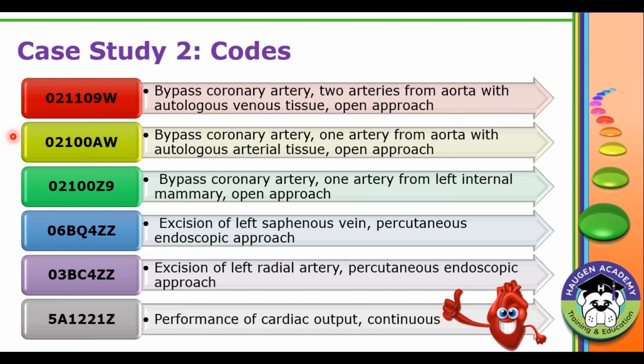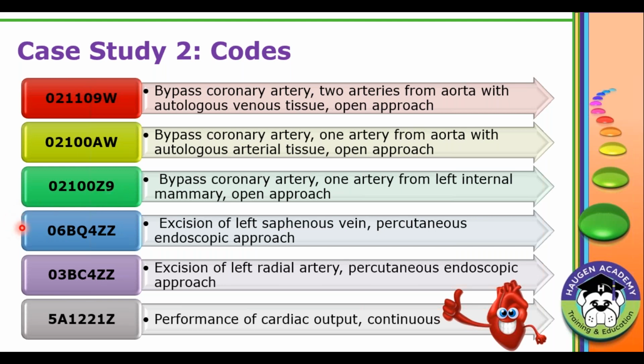Then we have 02100AW. This is my radial graft. Notice that my 6th character is not Z. This was a free graft using autologous arterial tissue, so my device is A. And it was connected to the aorta, so my qualifier is W. And then bypass the coronary artery from the internal mammary artery. My device here is a Z, no device, and my qualifier is the LIMA.